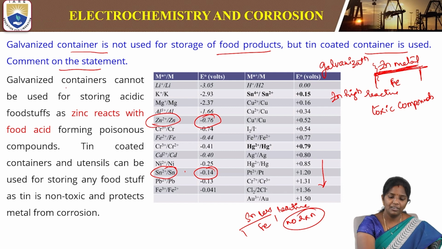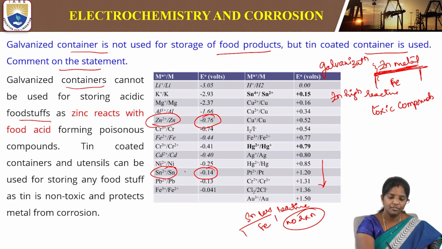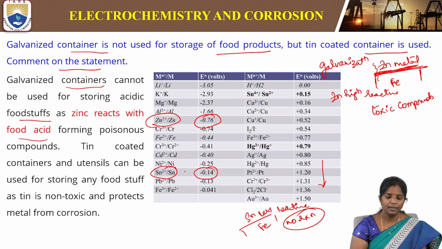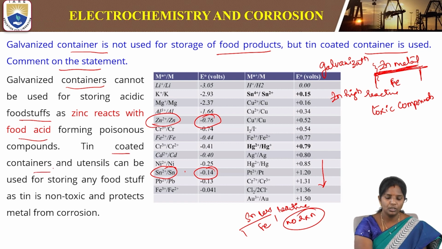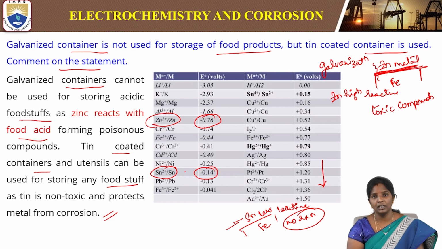Therefore, galvanized containers cannot be used for storing acidic foodstuffs, because zinc reacts with the food acid, forming poisonous compounds. And tin coated containers or utensils can be used for storing any foodstuff, as tin is non-toxic and protects the metal from corrosion. Because it is less reactive and non-toxic, it can be used. However, zinc cannot be used for coating on the iron.